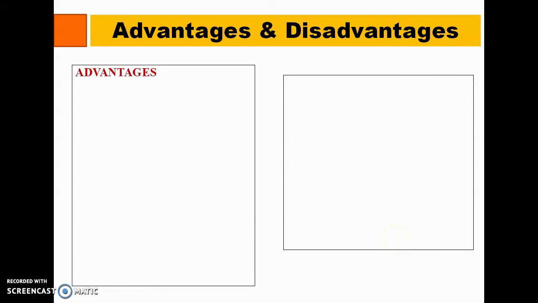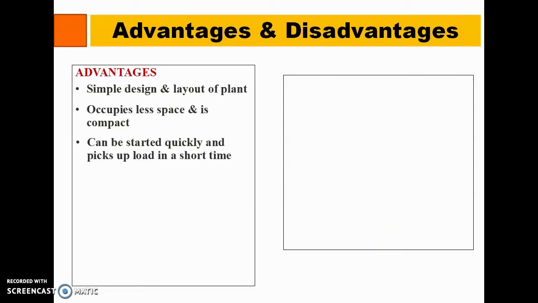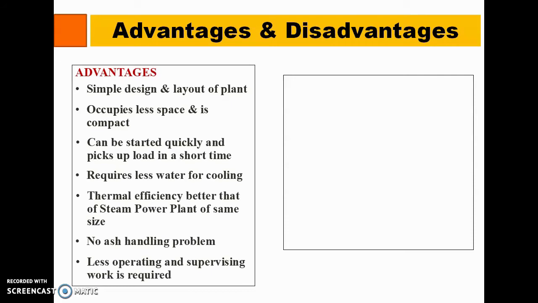Then there are some advantages and disadvantages of the diesel power plant. So these are some advantages: the number of equipment is less, so the design is simple, and the layout is also simple. Then it occupies less space, it is compact in size, it can be started easily and quickly, and it can pick up the load in a very short time. Also it requires a very small amount of water for cooling purposes.